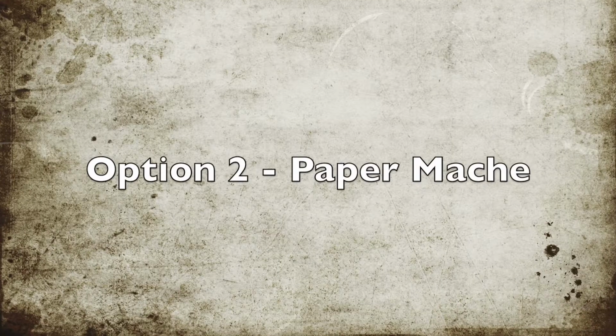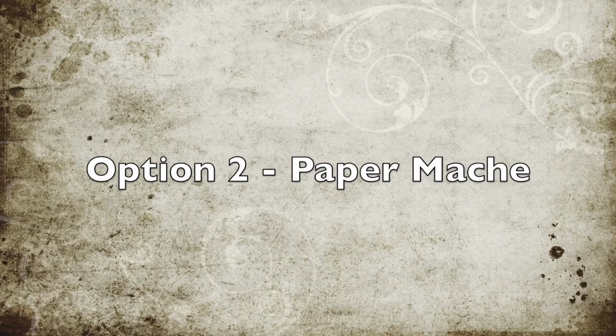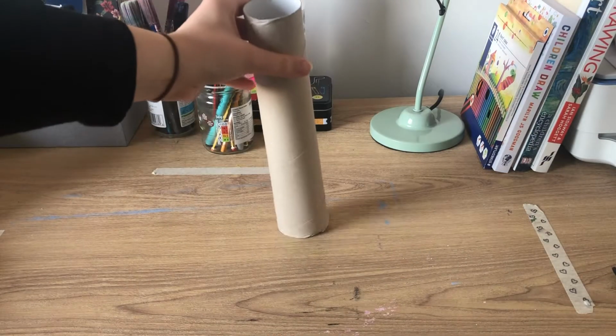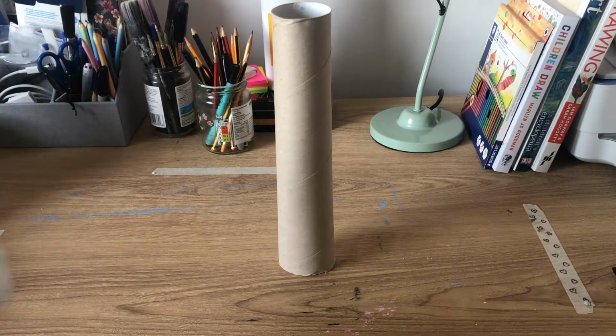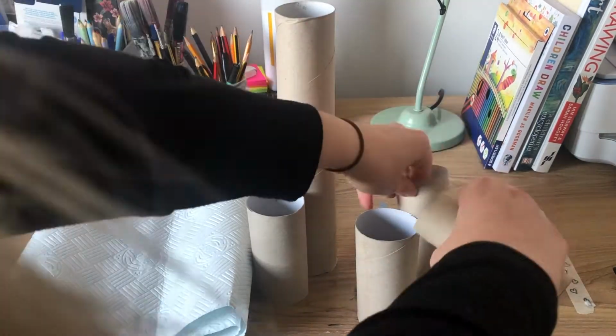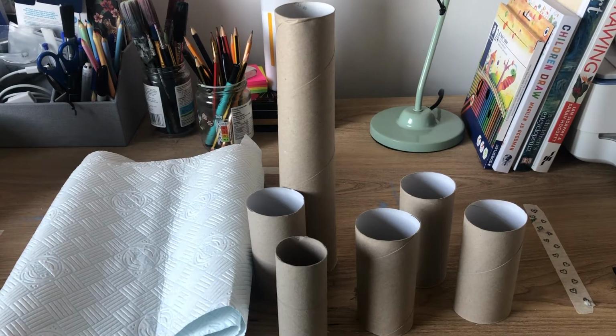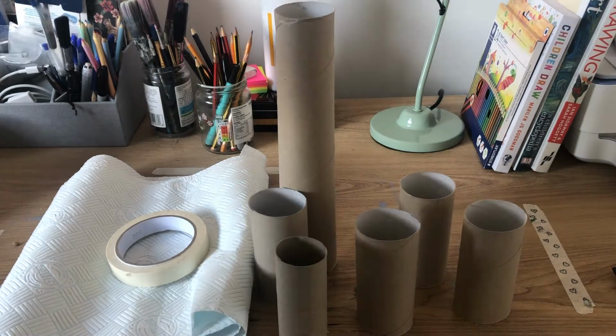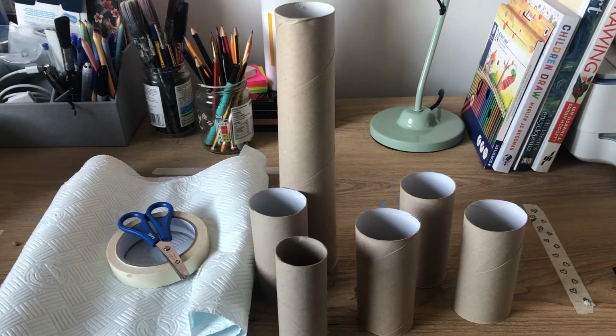Now here's option two. You will need a kitchen roll tube and perhaps a couple of toilet rolls. If you have some, save a few. And some kitchen roll. You can use newspaper. I quite like kitchen roll for this because it gives a nice texture. Some masking tape and some scissors. Now you could use sellotape, but it's a little harder to do paper mache on.